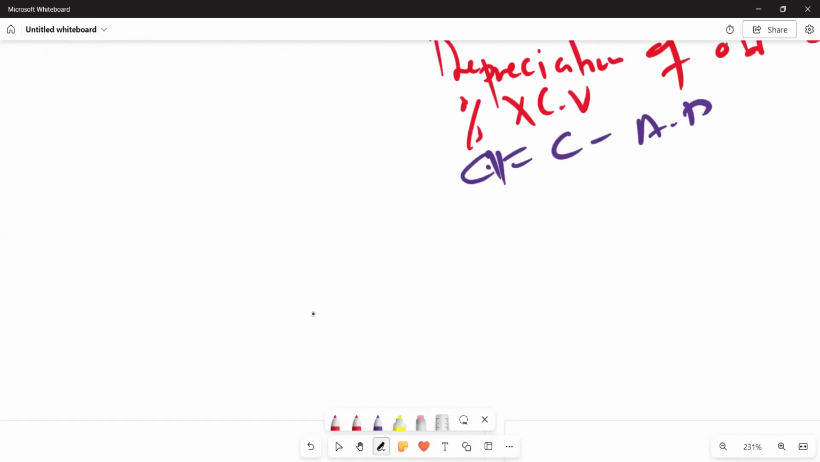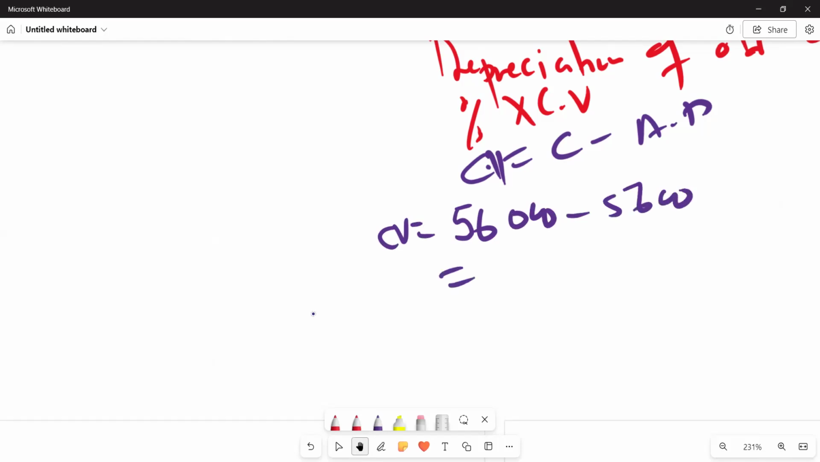So we are saying 56,000. Our carrying value is equal to 56,000 minus 5,600. Let's calculate it as such here: 56,000, and then we subtract 5,600. Then we are going to get 50,400. So it means your amount is 50,400, and this is the carrying value.